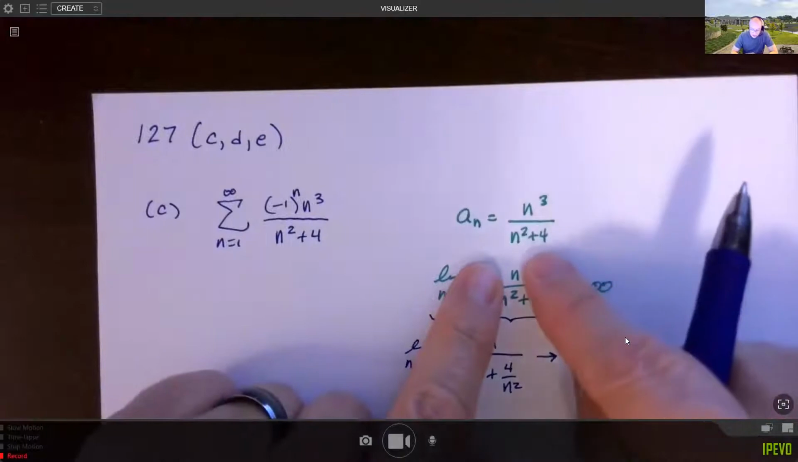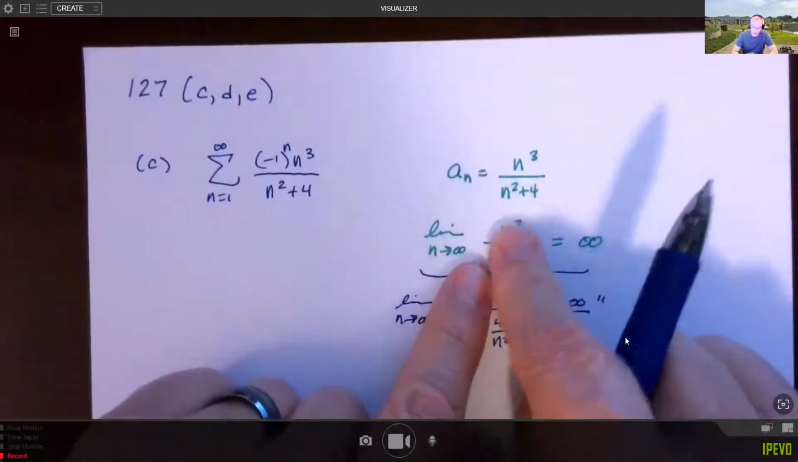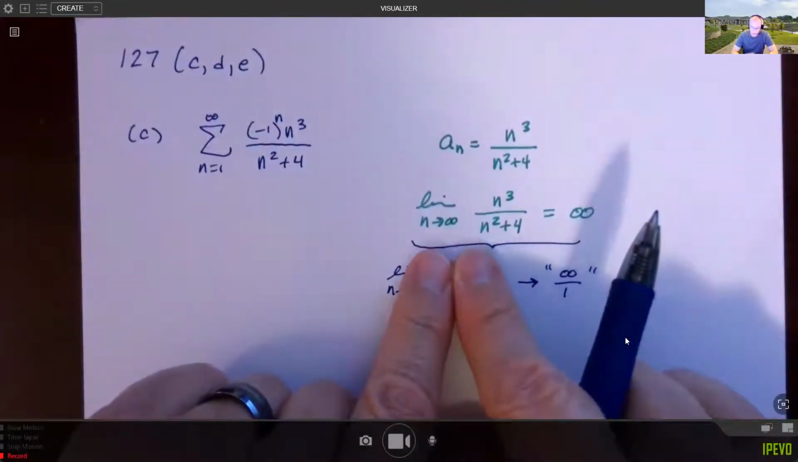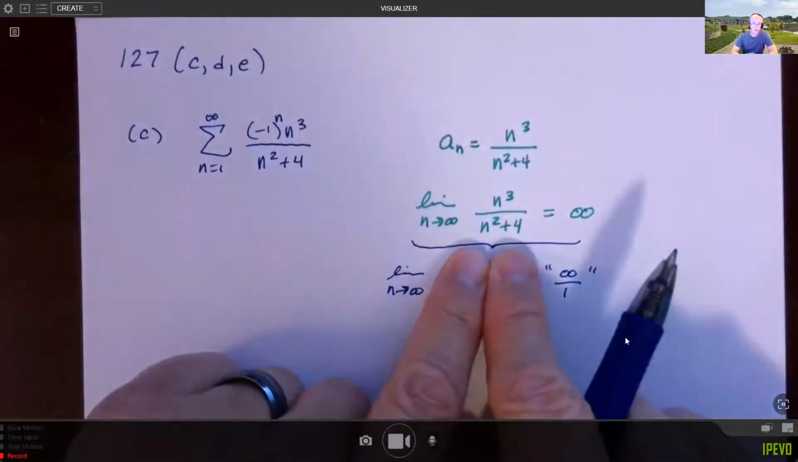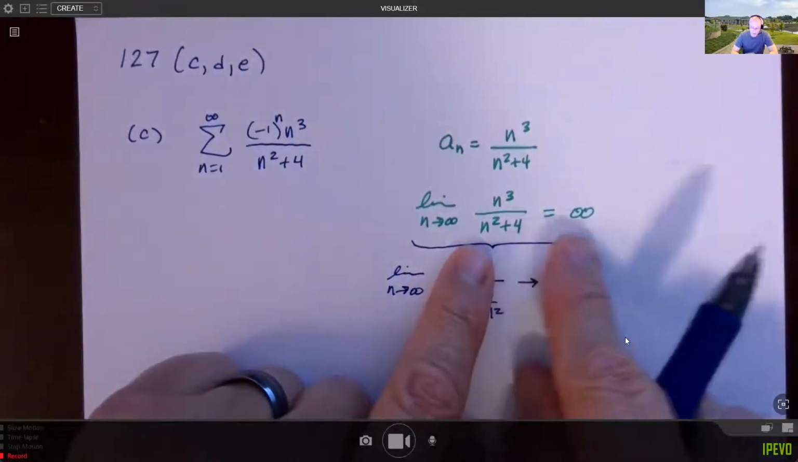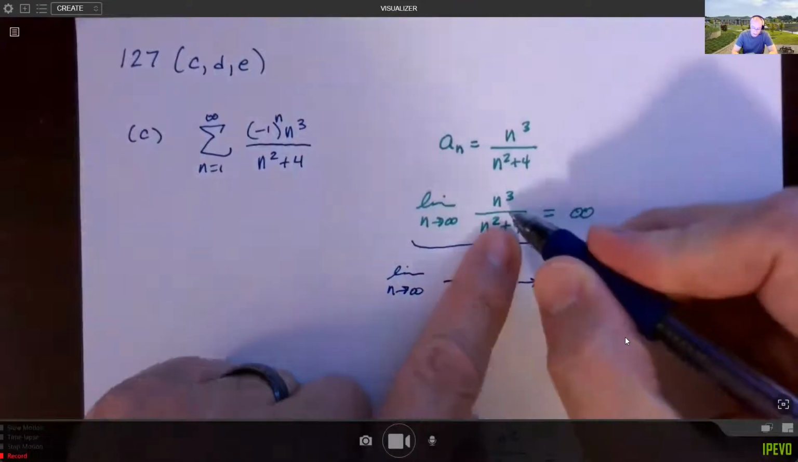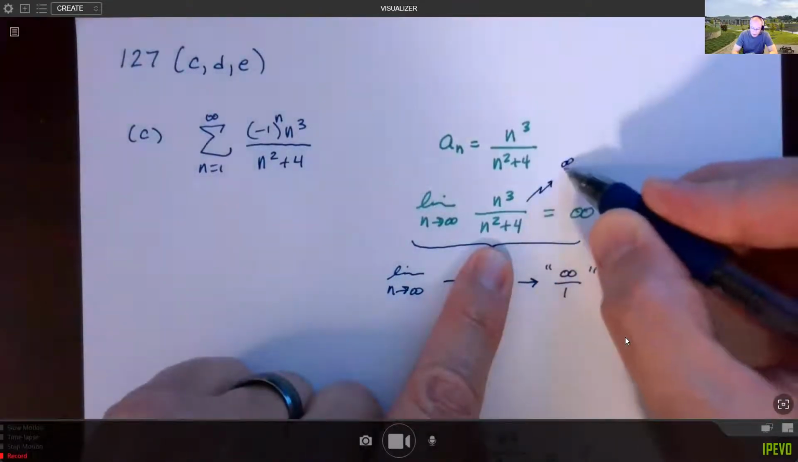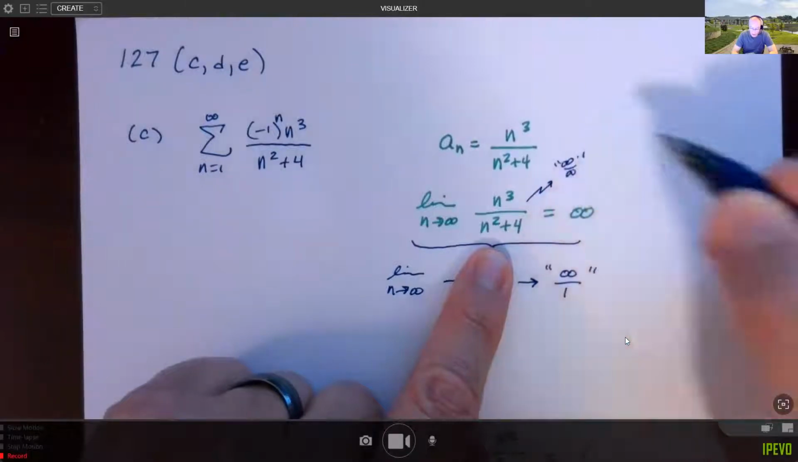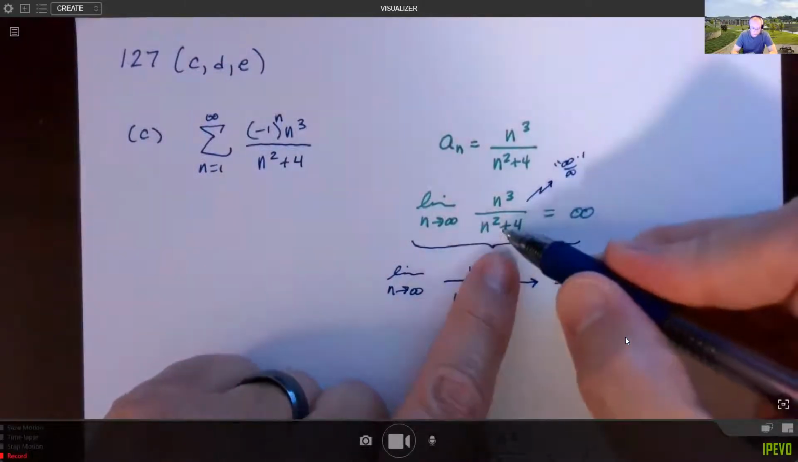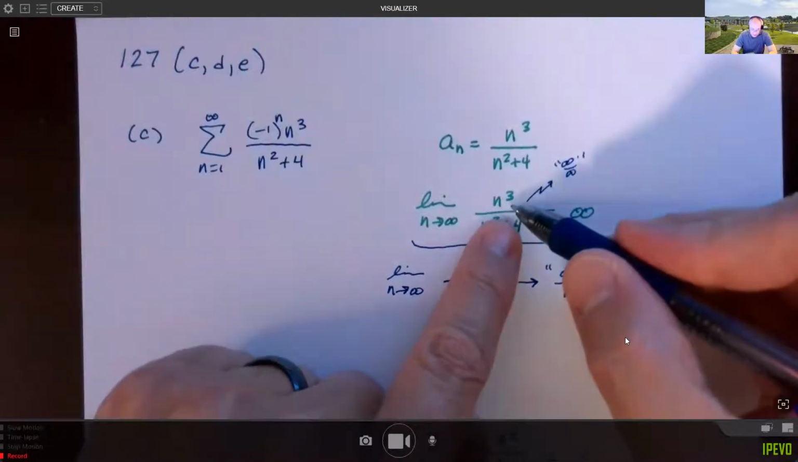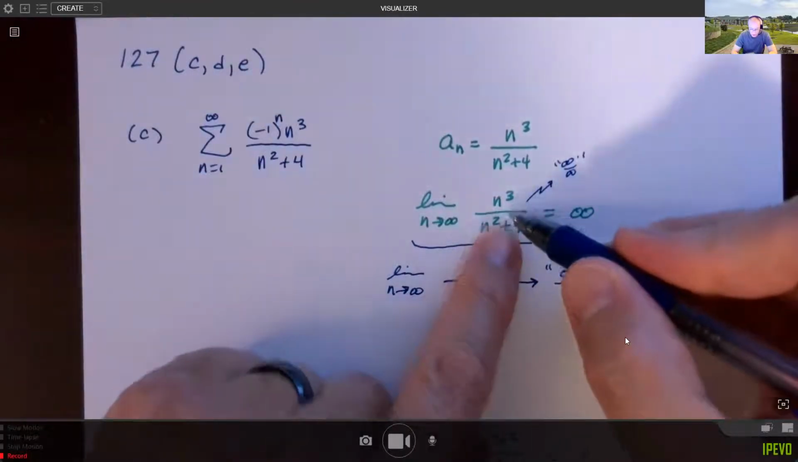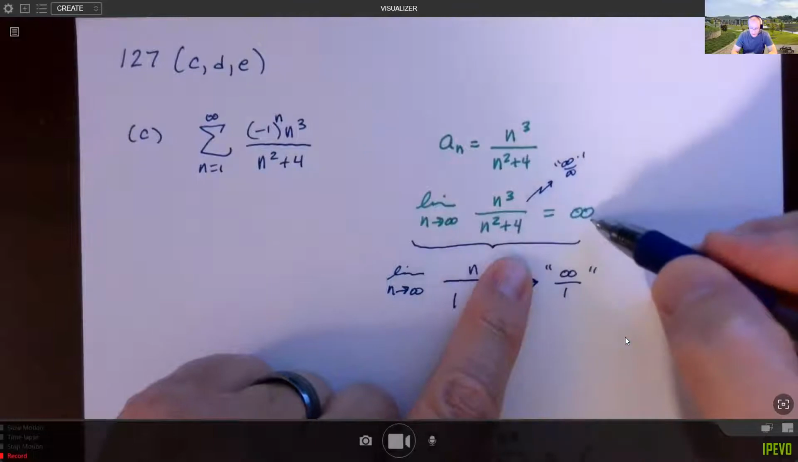The a sub n, the positive term series themselves. Let's take a look at them. First of all, let's look at the limit as n goes to infinity. I hope you know at this point that the limit of this is infinity. Granted, the top is going to infinity and the bottom is going to infinity, so the form of the limit is infinity over infinity. But many of you know that when you have a polynomial degree that is higher in the numerator than in the denominator, that limit will go to infinity.